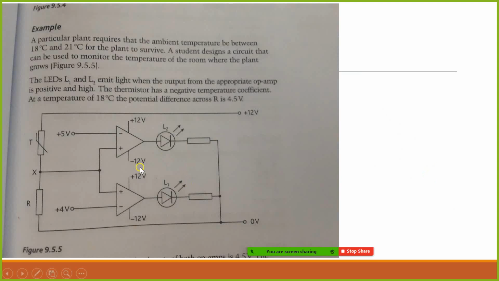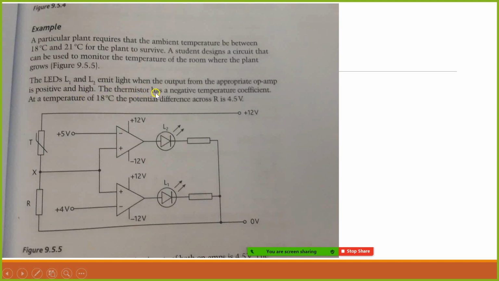Now, this is just an example of basically a comparator working right here. It says that a particular plant requires that an ambient temperature be between 18 degrees Celsius and 21 degrees Celsius for the plant to survive. A student designs a circuit that will be used to monitor the temperature of the room where the plant grows. It says that the LEDs, light-emitting diodes, L1 and L2, emit light when the output from the appropriate amplifier is positive and high.